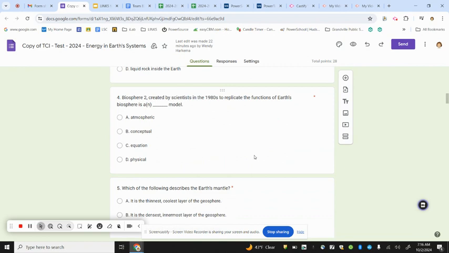Number 4, Biosphere 2, created by scientists in the 1980s to replicate or copy the function of Earth's biosphere, is a what kind of model? A, atmospheric. B, conceptual. C, equation. D, physical.